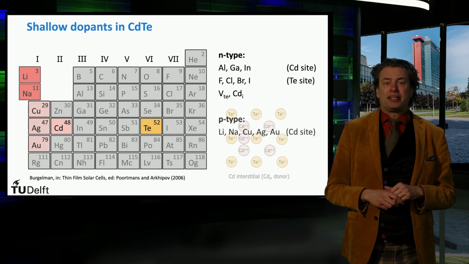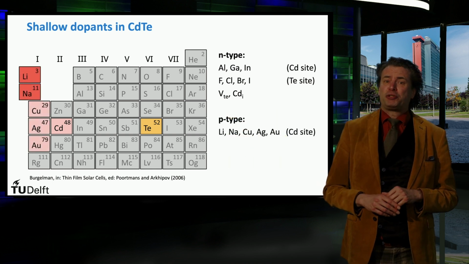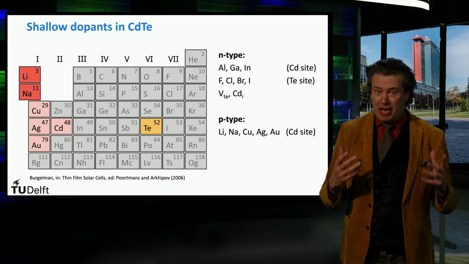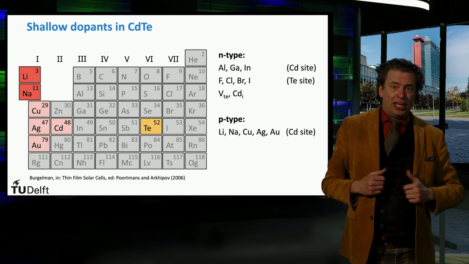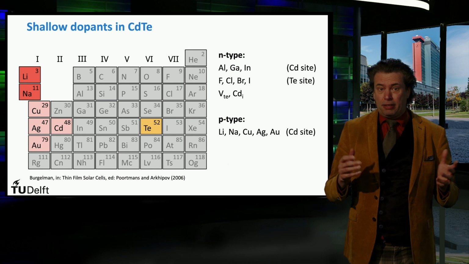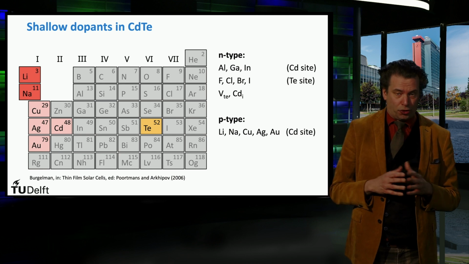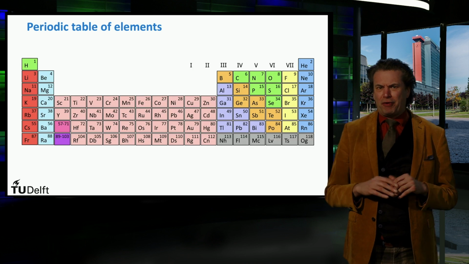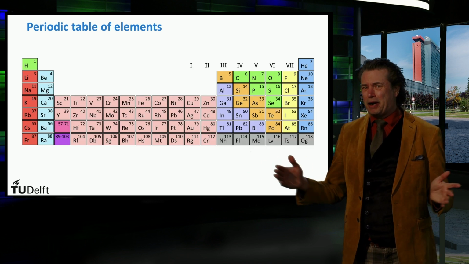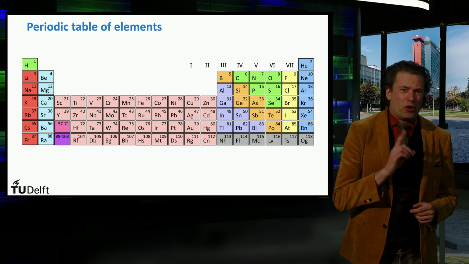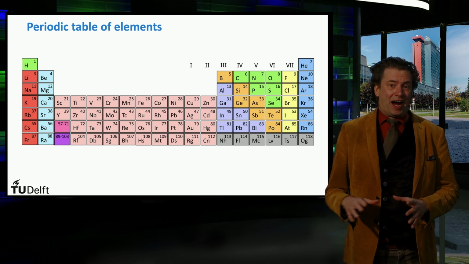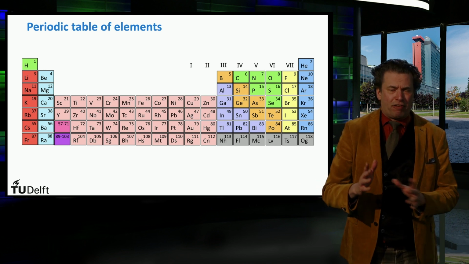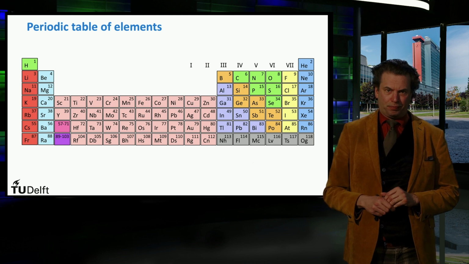P-type cadmium telluride can be obtained by substitutional doping of the cadmium atom by group 1 elements, including the alkali metal lithium and sodium. Please note that so far we did not show the entire periodic table, but only the 8 groups on the right hand side of the table most relevant to semiconductor physics.